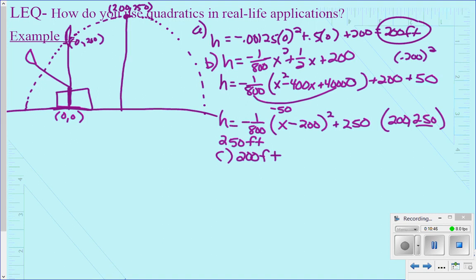Part D, how high is the fireball when it is 50 feet in front of the highest wall from part B? Well, let's go back to our picture. So here's our picture, here's our highest wall.